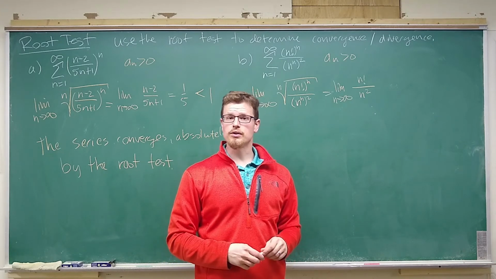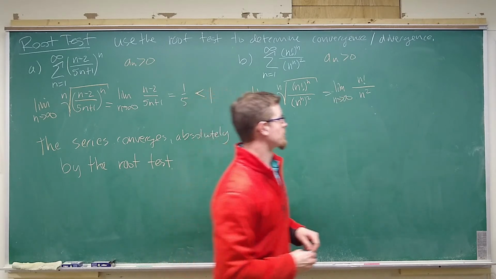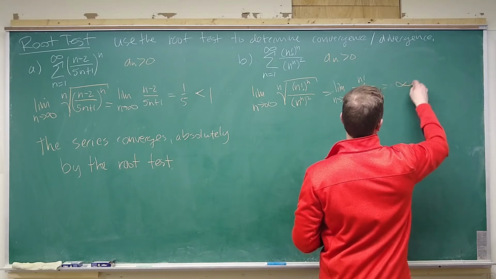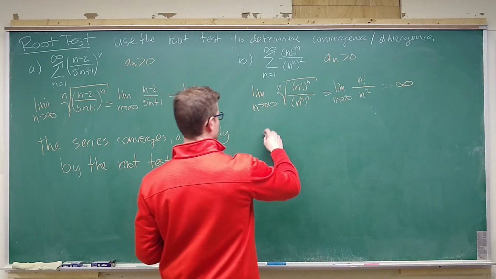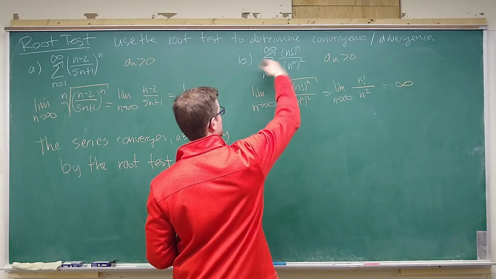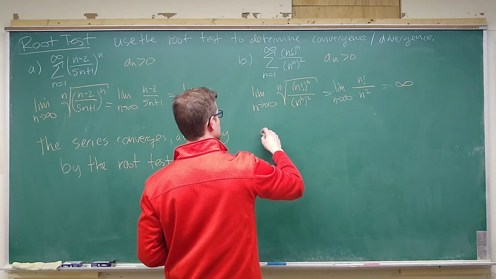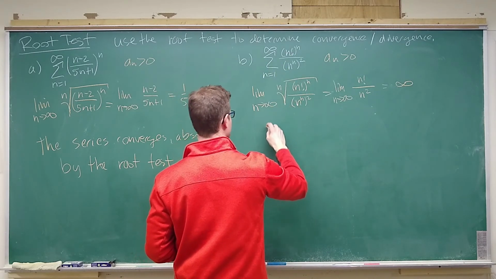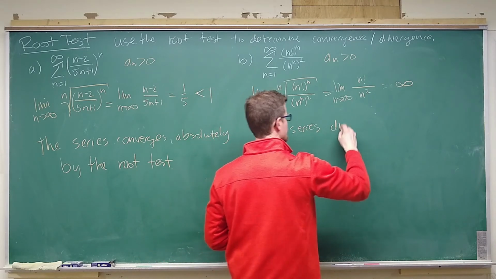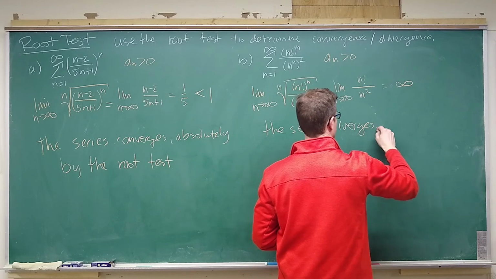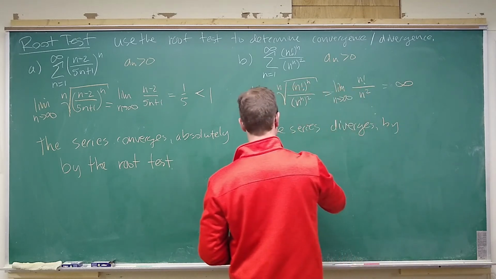With n factorial, certainly that's going to grow much larger than n squared. So this is going to go off to infinity. So we'll say that this is divergent. Our series under question is divergent by the root test. The series diverges by the root test.